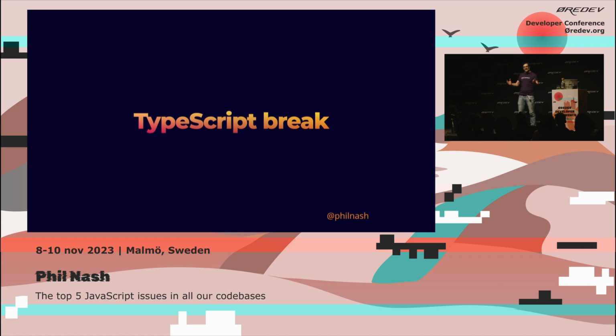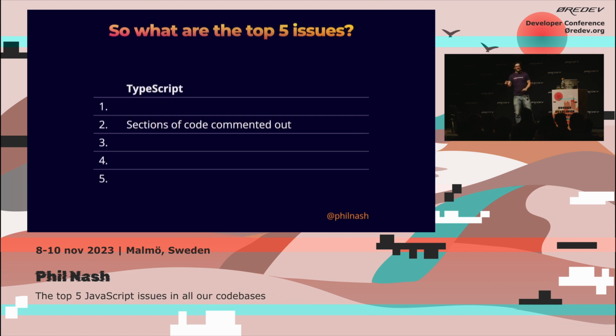Because those are actually, like this top 5 we're looking at is actually from JavaScript projects, and I was kind of interested to see if we had different or same things in TypeScript projects. And they are slightly different. It turned out that sections of code commented out is the number 2 issue across TypeScript projects that can be fixed nice and easily as well. Just delete them, it's fine.